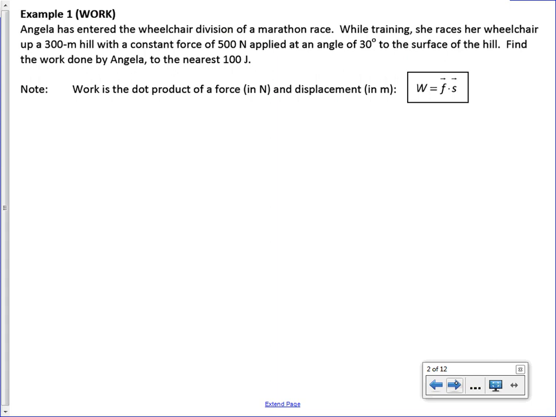So let's read this scenario. It says, Angela has entered the wheelchair division of a marathon race. While training, she races her wheelchair up a 300-meter hill with a constant force of 500 newtons applied at an angle of 30 degrees to the surface of the hill. Find the work done by Angela to the nearest 100 joules. Work is the dot product of the force and the displacement. So when you see a question that says calculate the work, the first thing you should do is write work equals force vector dotted with displacement vector.